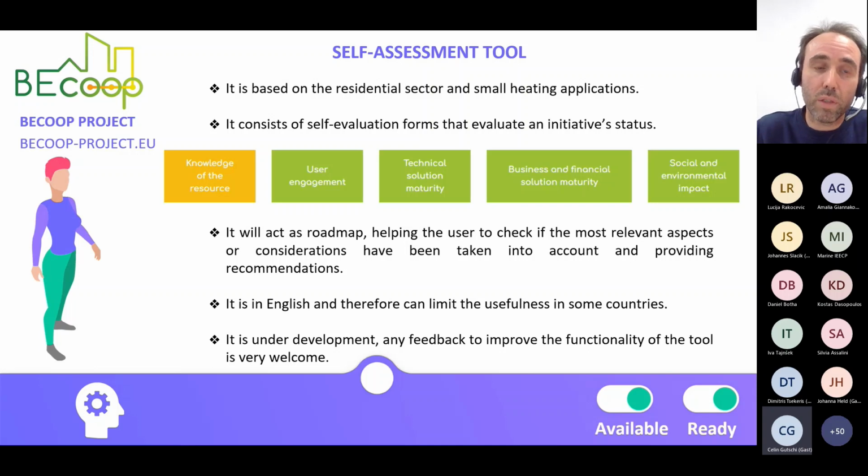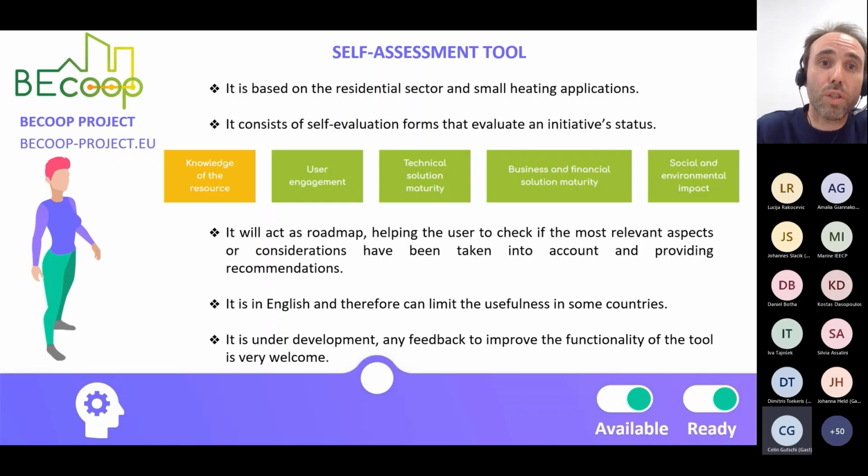As I said, BECoop is based on bioenergy communities, but also mainly on the residential sector and small heating applications. So this is the case that you will find in the self-assessment tool. In order to promote any initiative, we have considered that there are 5 main categories in order to assess. The first one is knowledge of the resources. The second one, user engagement. Also the technical solution maturity, as well as the business solution maturity, and finally the social and environmental impact.